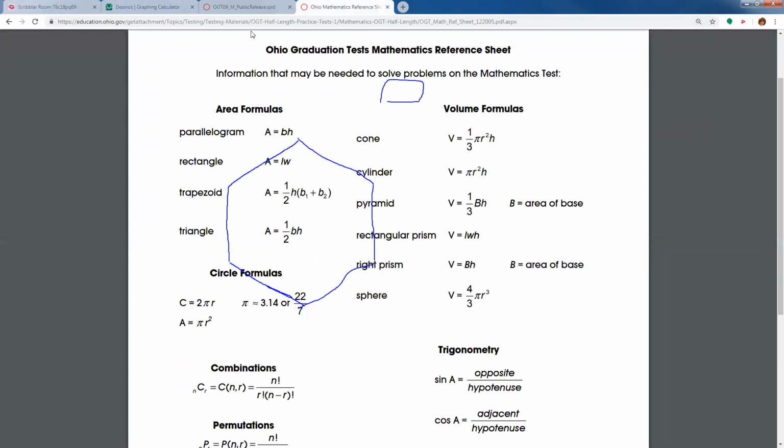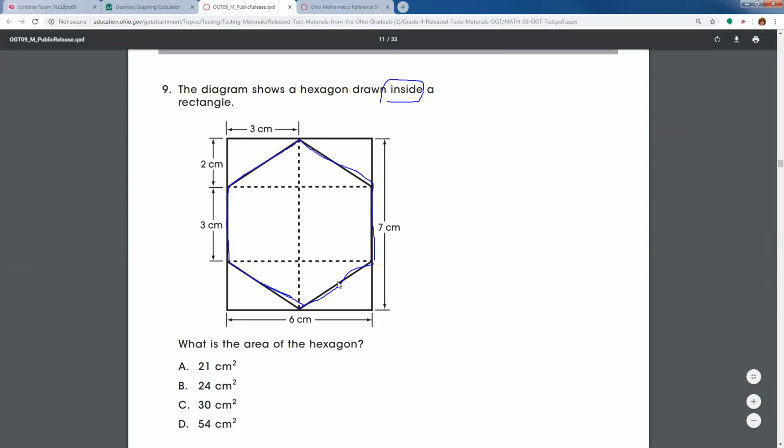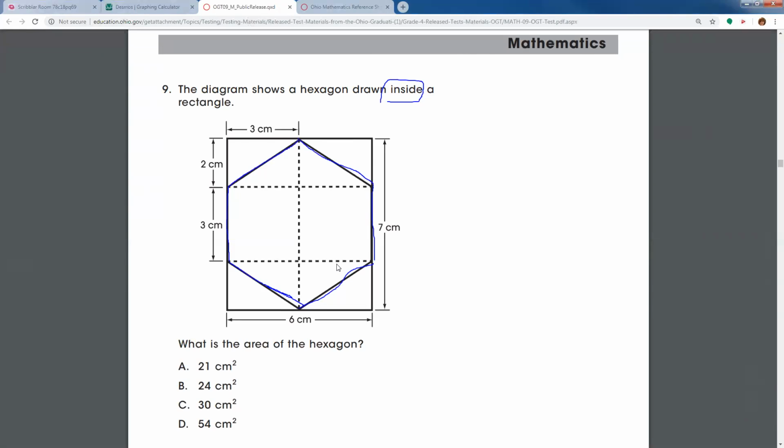So sometimes they'll give you a shape where you have to break it down into its smaller shapes and find those areas, because those are the only ones we know the formulas for. So what kind of shapes can you see inside the hexagon itself? A triangle and a square. Triangle, square.